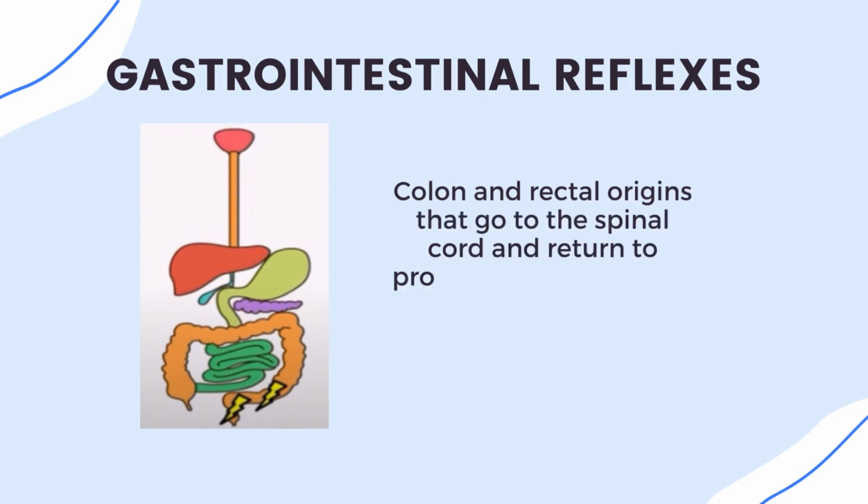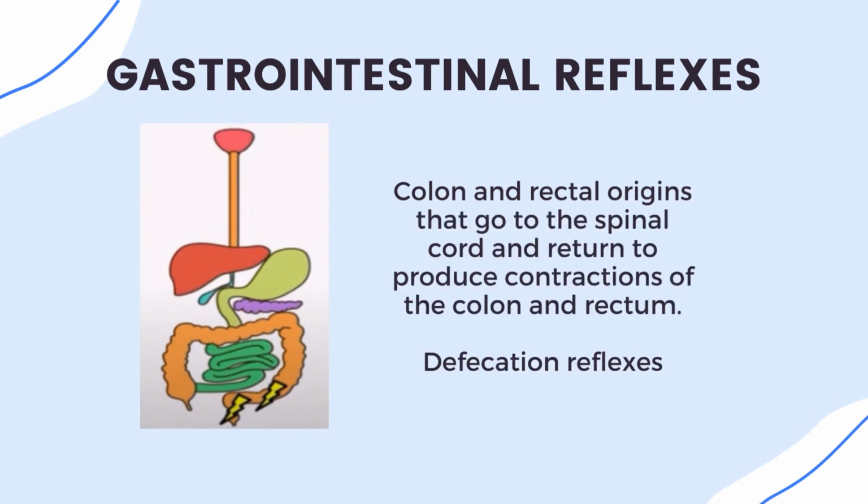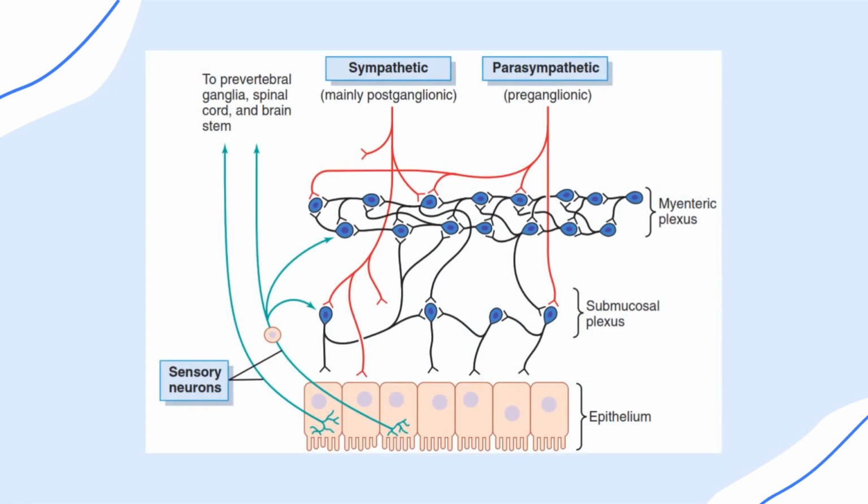Finally, we have defecation reflexes, which are reflexes originating in the colon and rectum that go to the spinal cord and return to produce contractions in the colon and rectum itself. There are several reflexes, but these are the main ones that we will see in detail in their respective classes. The enteric system, like Auerbach and Meissner, is connected with the autonomic nervous system, sympathetic and parasympathetic, so they work together. The sympathetic system inhibits, and the parasympathetic system stimulates it.